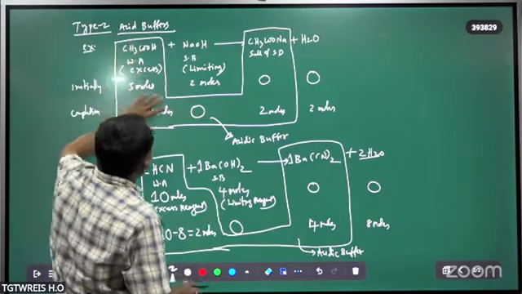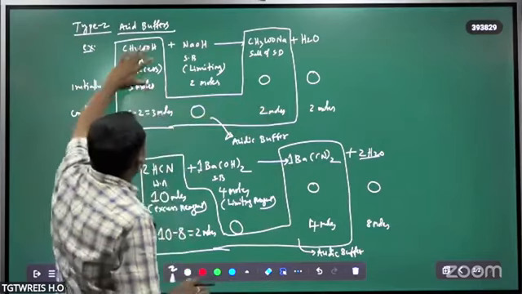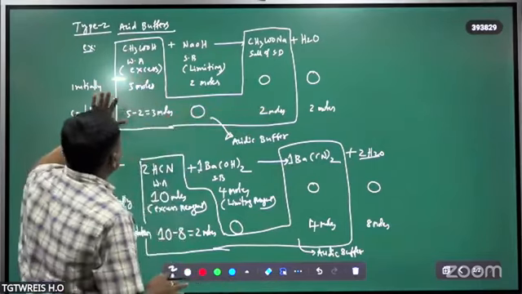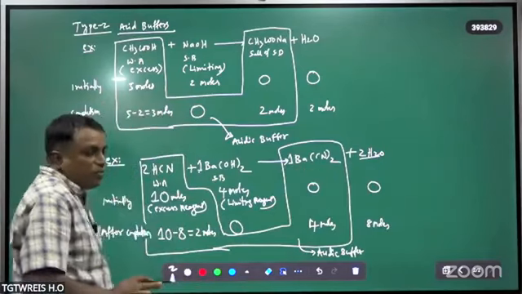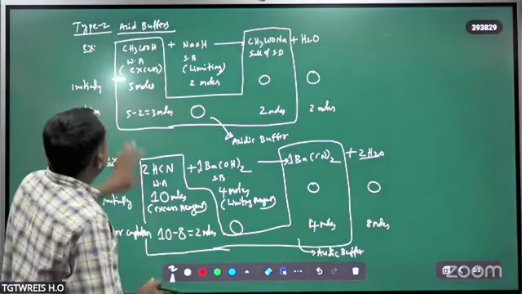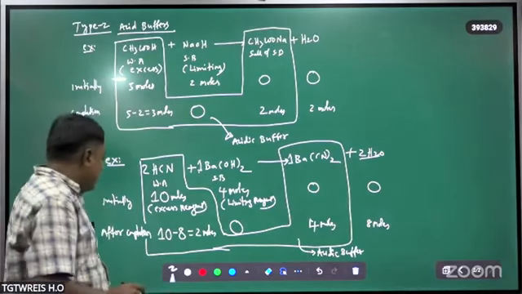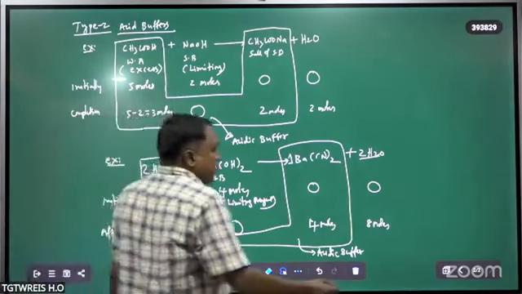Only this CH3COOH and the CH3COONa will act as the acidic buffer. So here HCN and barium cyanide will act as an acidic buffer. So this is the type 2 of acid buffers. After this, we are going to discuss the next.